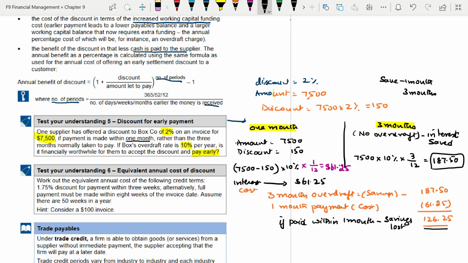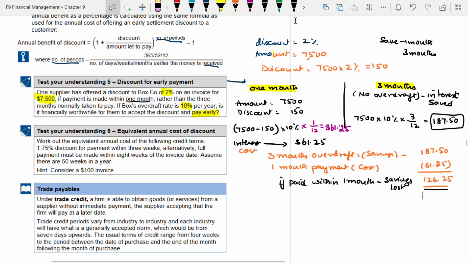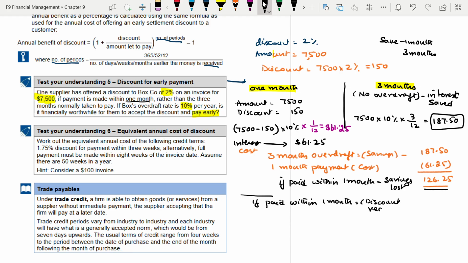Next, what is the net savings you are going to take if you pay within 1 month? How much is the saving lost? 126. But if you pay within 1 month, again I'm saying, keep it in mind. If you pay within 1 month, how much is the discount received? The discount received is 150. If paid within 1 month, is it right?